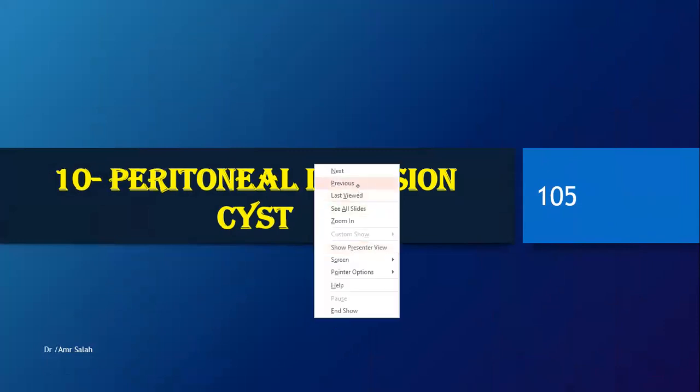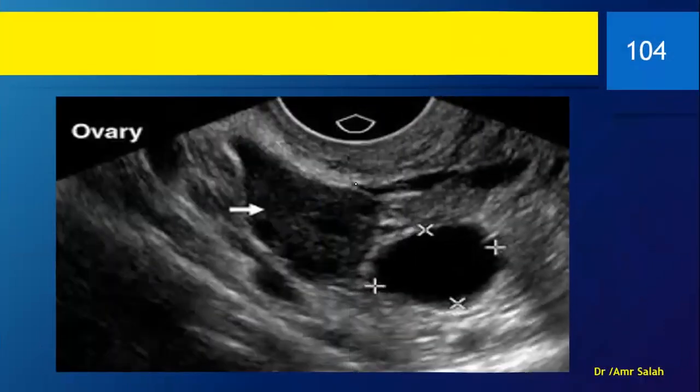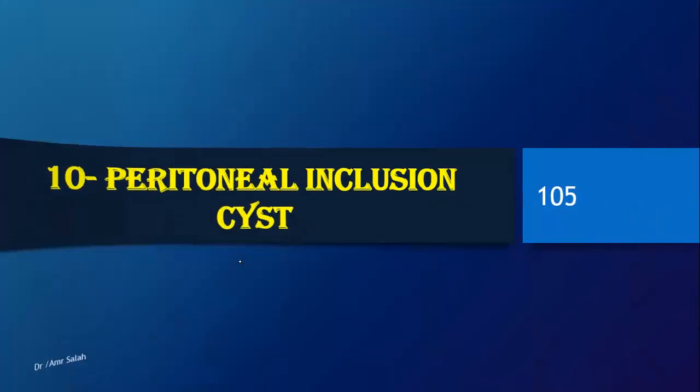That one. Okay. What about this one? Can you say whether it is outside or not? Okay. All right. This is the ovary, and this is the cyst. So this is a para-ovarian cyst. Okay. All right.